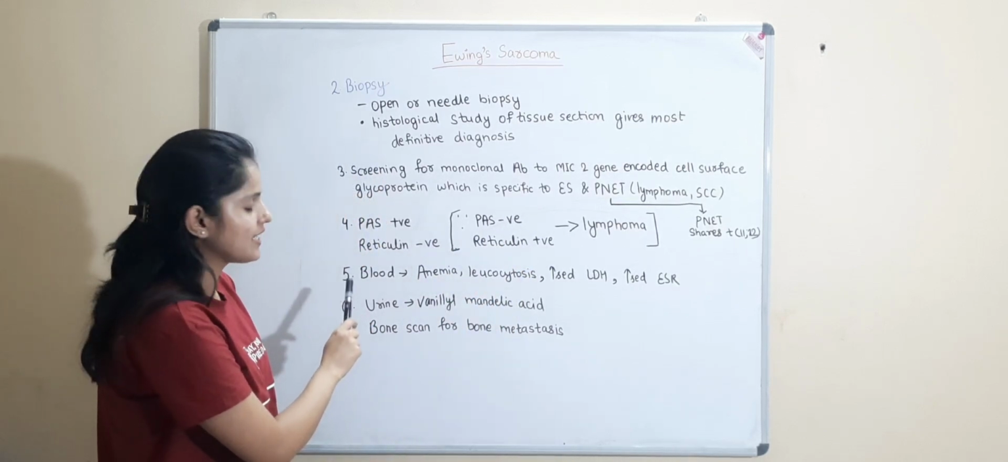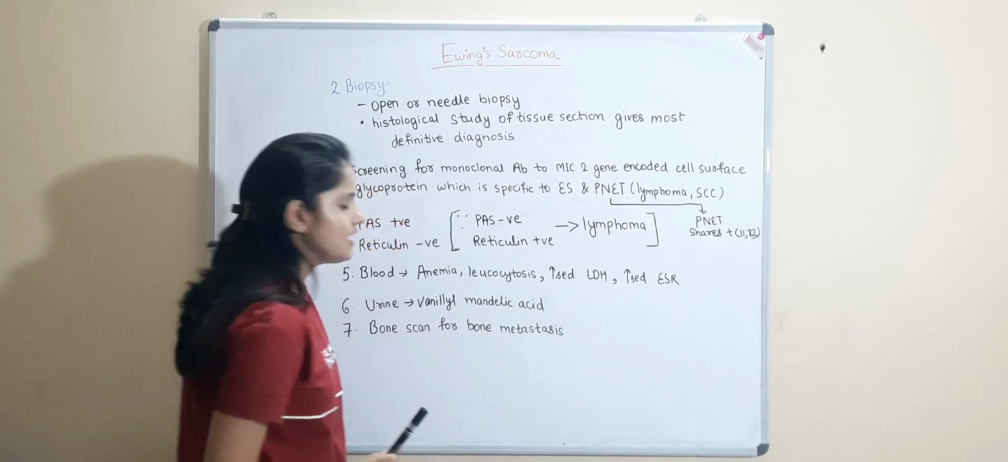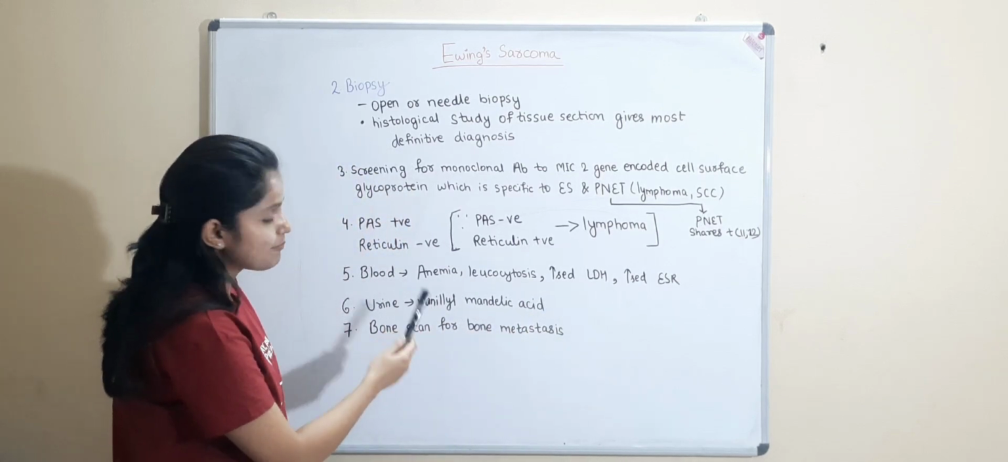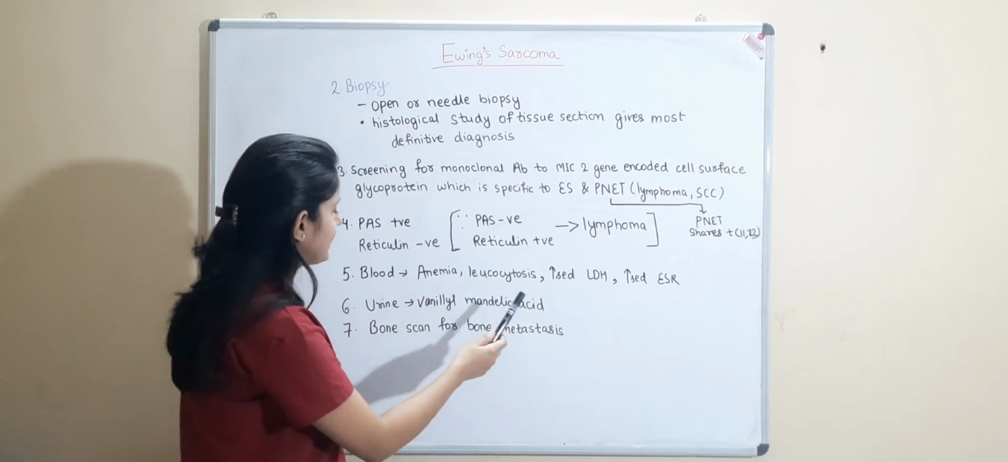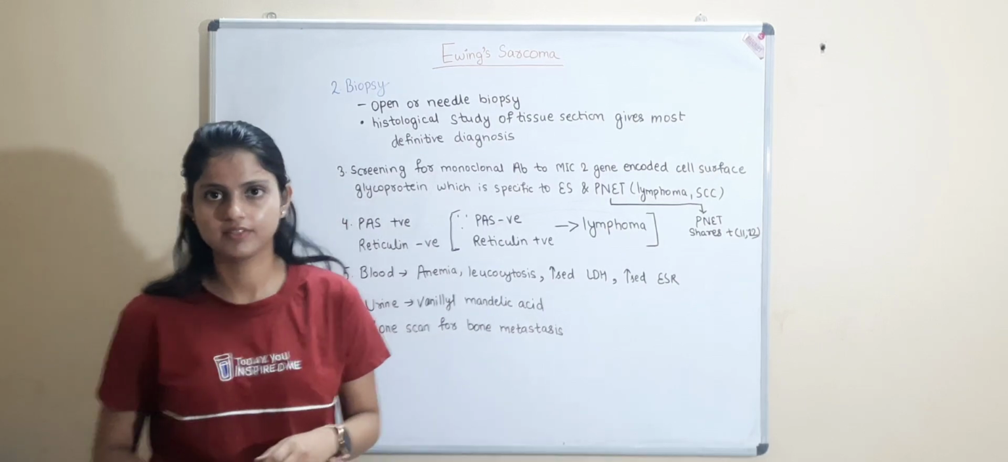And in blood we can check for anemia, leukocytosis, increased LDH and increased ESR. In urine, there may be presence of vanillylmandelic acid, and a bone scan can be done for bone metastasis.